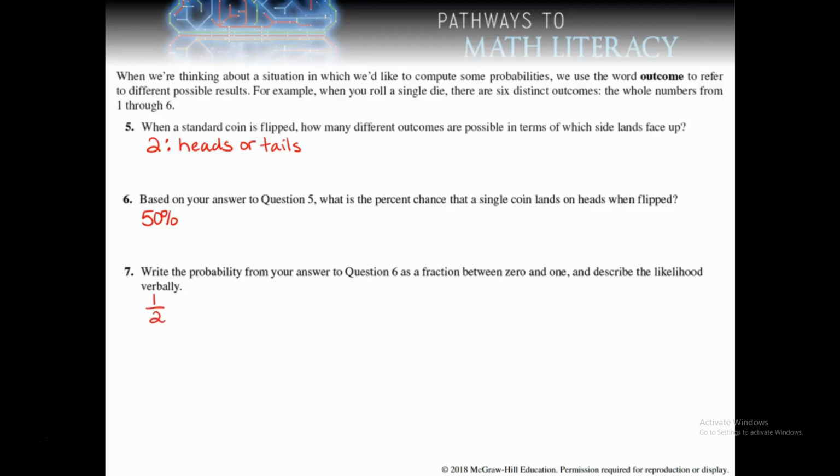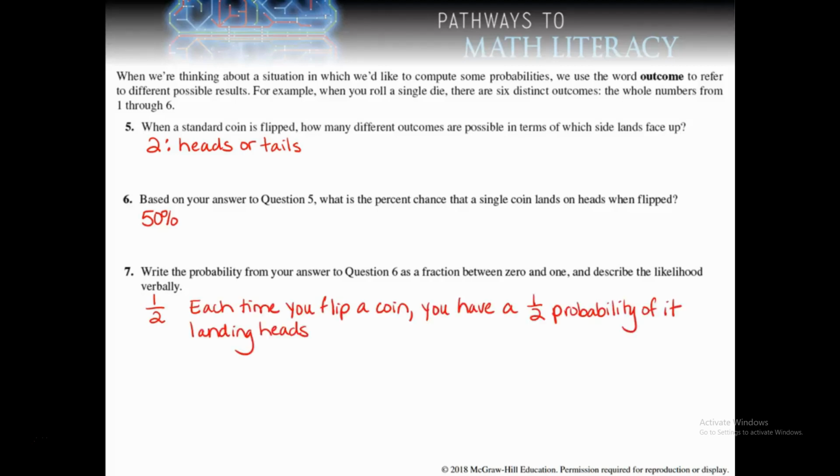And then describe the likelihood verbally. Well, that means that each time you flip a coin, you have a 1/2 probability of it landing heads up, which also means that we expect on average for it to land heads up about 1 out of every 2 times.